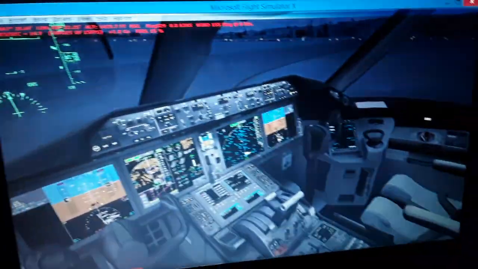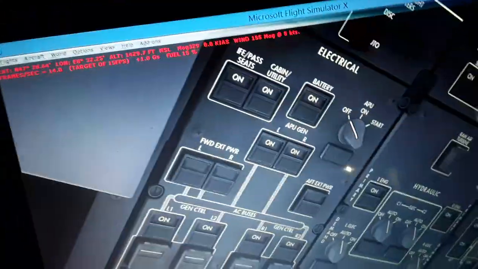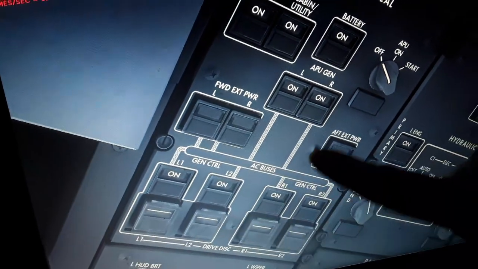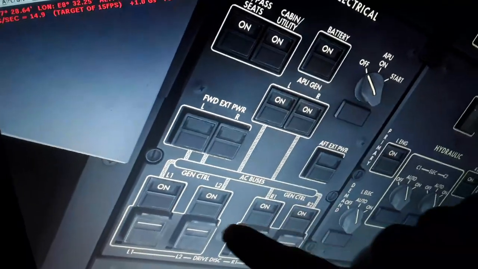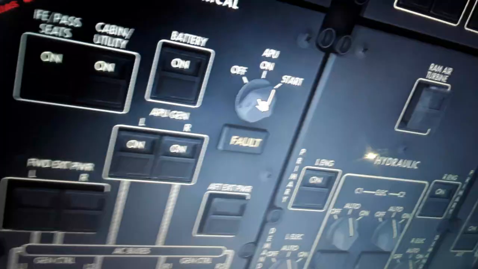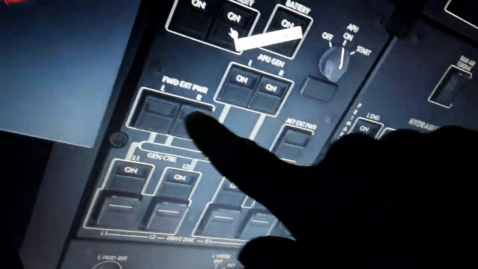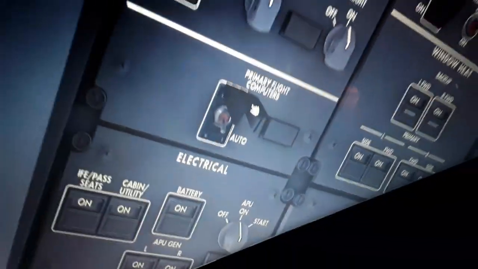So I will show you now the overhead panel. We're going to do the electrical. You can see the battery, the APU generator, the generator controllers, 120 to 200 volts, 400 Hz frequency. We can disconnect them if we have a failure. The APU, I'm going to start the APU now. Use the default. APU generator, external power also. The primary flight control computers are in the auto position.